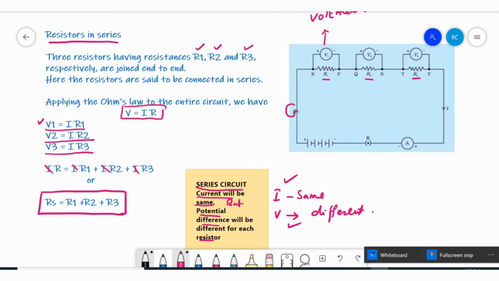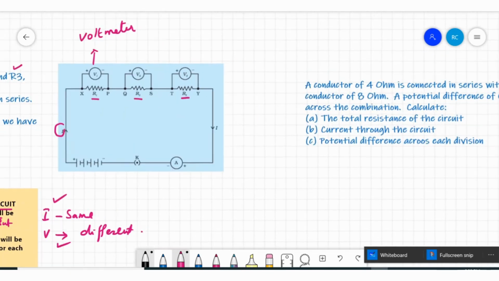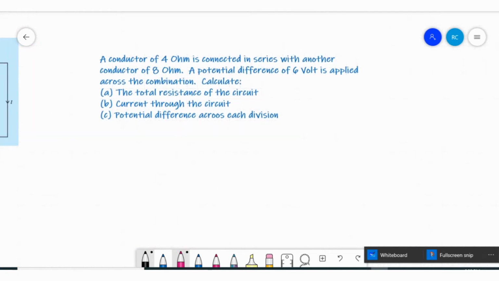Now we can solve one numerical based on this series connection. A conductor of 4 ohm is connected in series with another conductor of 8 ohm. So there are two conductors. One has resistance 4 ohm and the second has resistance 8 ohm. So here R1 is equal to 4 ohm and R2 is equal to 8 ohm.